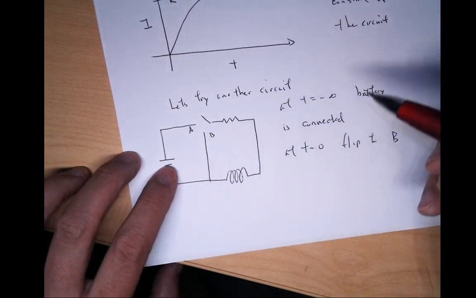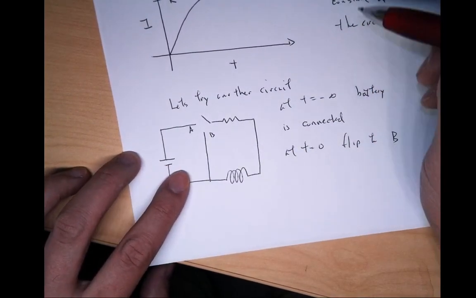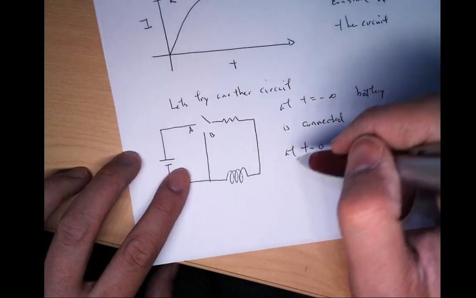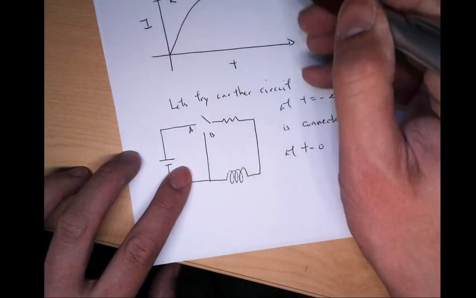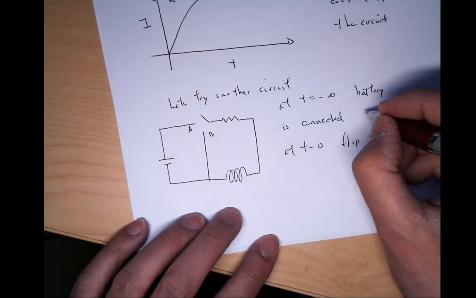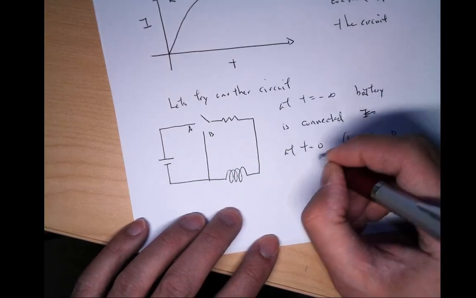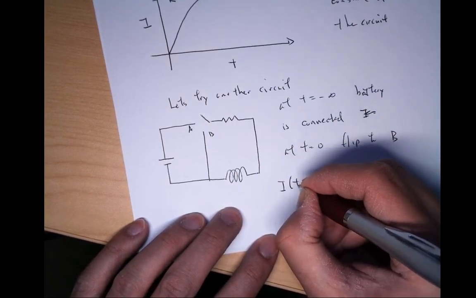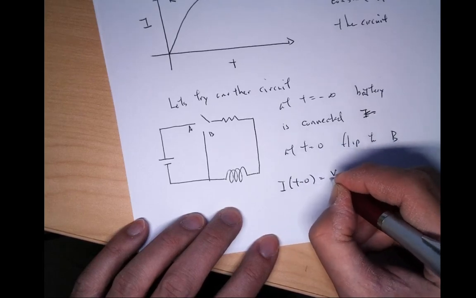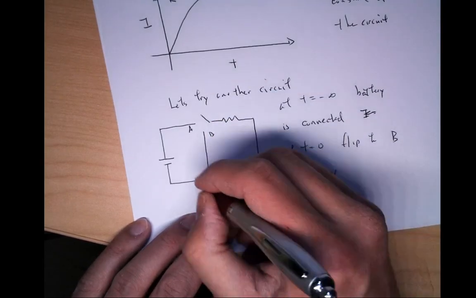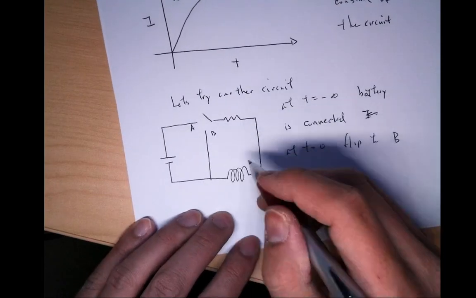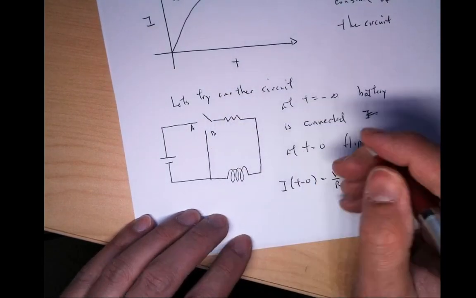So what's the current? Well, initially I know what it is, right? So if at t equals minus infinity, I flip it on, after a long period of time, the amount of current flowing through it will be V over R. So basically, in this case, I at t equals 0 is equal to V over R. All right, and I'm going to basically try to understand what happens to the circuit afterwards. Right, so I'm going to flip it and take a look.